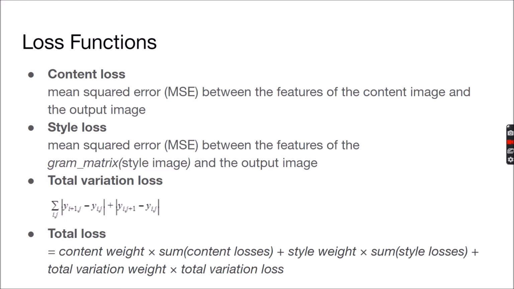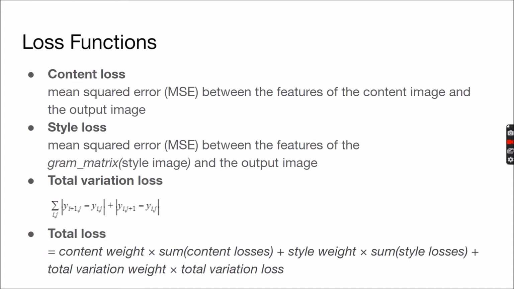Content loss is a measure of how well the output image captures the content of the content image. It is the mean square error between the features of the content and the output image. Somewhat similarly, style loss is a measure of how well the output image mimics the visual style of the style image. It is computed by the mean square error between the gram matrix outputs of the style image and the output image. We will not explain further about the gram matrix in our video, but feel free to look it up.